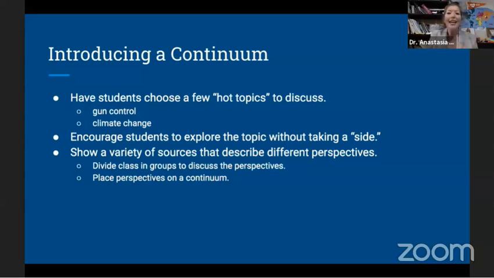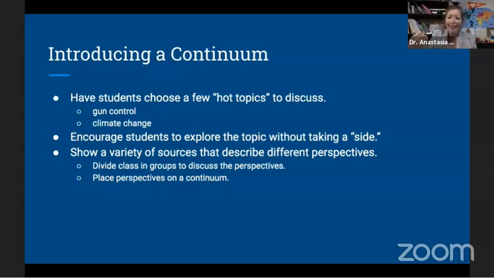perspectives. And then I had them place the perspectives that they found on a continuum of this is absolutely right, or this is absolutely wrong, like gun control, or climate change absolutely exists to climate change doesn't exist. They were able to put those perspectives on a continuum and come to a conclusion that there's not necessarily a right or wrong answer, and that all these different perspectives coming together bring a fuller picture as to how the world is viewing these very important topics.